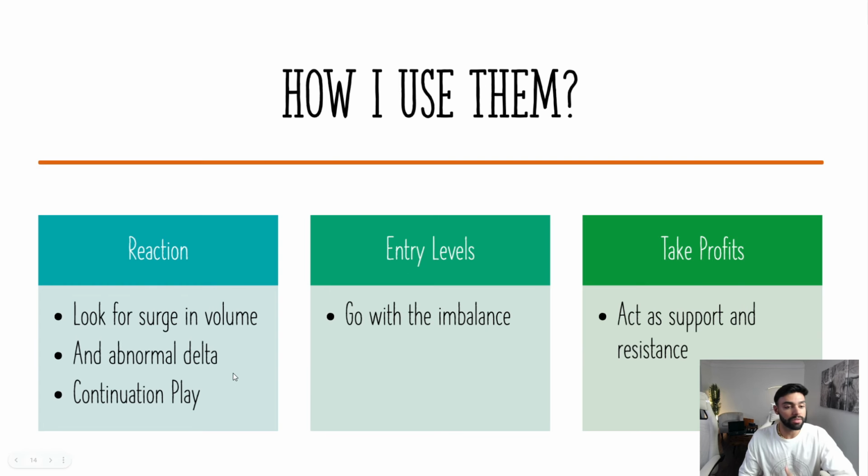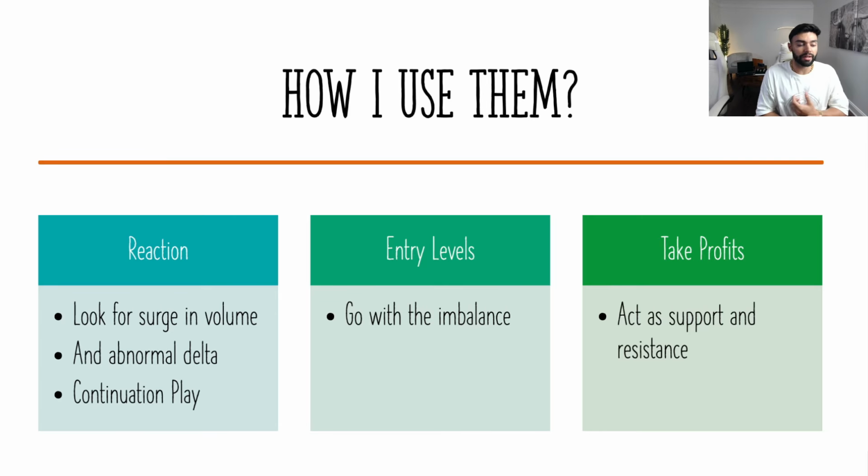And how we're going to show you how to use them is for the reaction. We're going to look for a surge in volume and abnormal delta. And for continuation, when you see these imbalances, let's say you're in a short and you see massive sell imbalances, that's good for you, right? They're entry levels to protect your risk, right? If you have a demand level and there's an imbalance right in demand, it's a great indication that that level is going to be held and adds extra confidence.